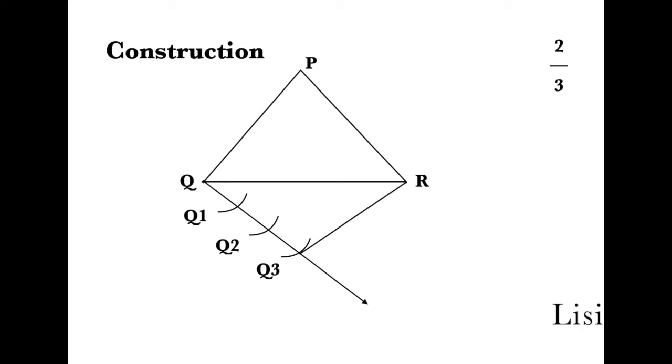Take a random measurement. Keep your compass in Q3. Cut an arc. With the same measurement, place it in Q2. Cut an arc. And now measure this arc Q3, measure it with your compass. Now place that here and cut with the previous arc. Okay. Now join this Q2 and this one, right? That meets QR in R dash.